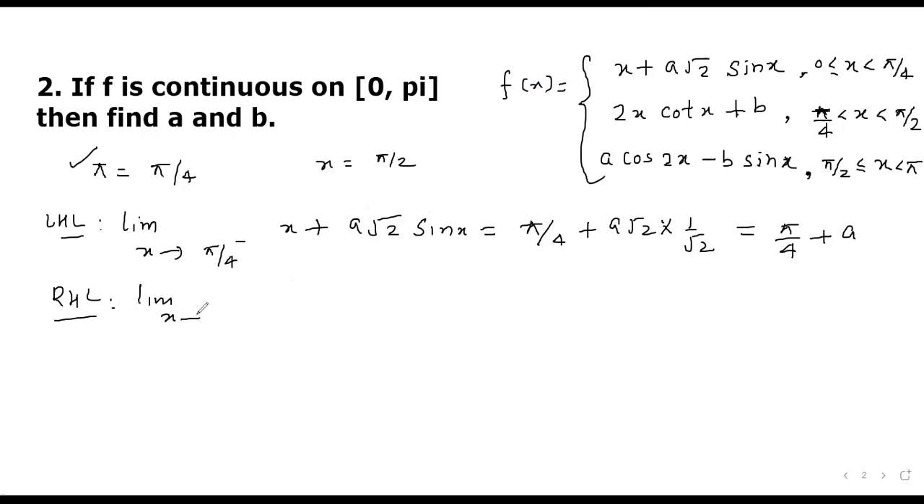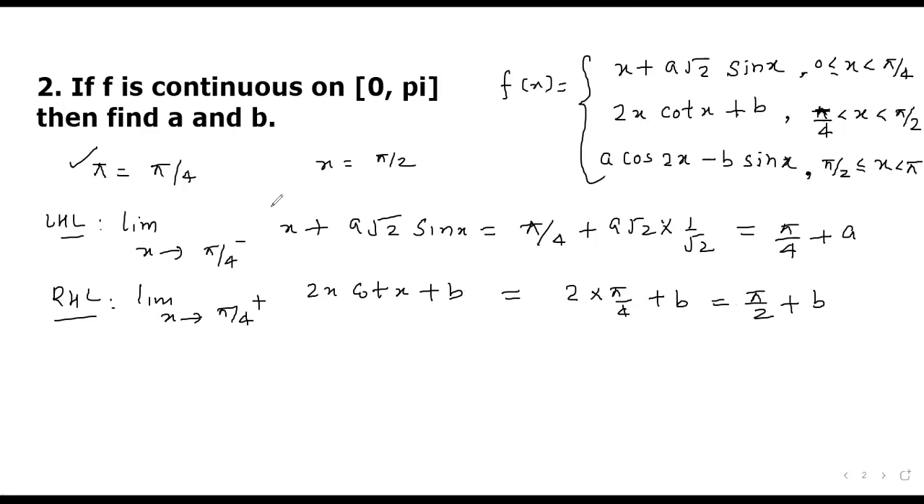Limit x tends to pi by 4 plus. This time the function is 2x cot x plus b. Here also we put the value of x as pi by 4. Cot pi by 4 is 1. So 2 into pi by 4 plus b. That is pi by 2 plus b.